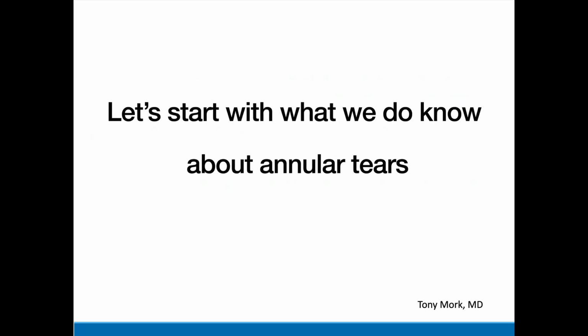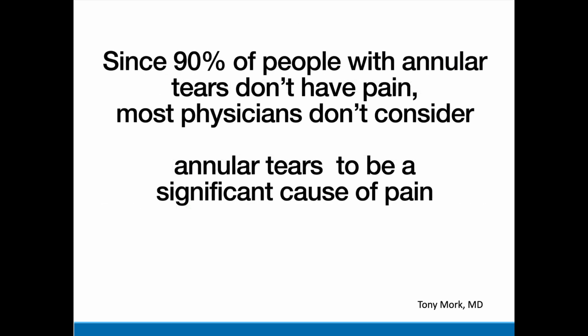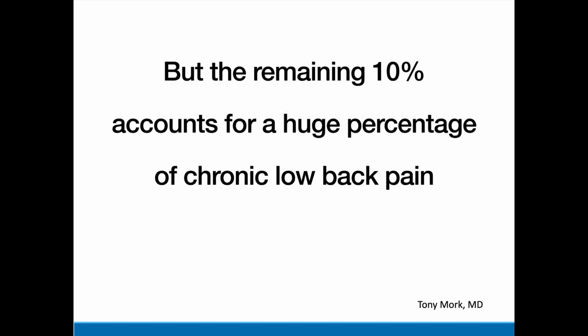Let's start with what we do know about annular tears. Since 90% of annular tears don't hurt, there must be two types of annular tears. The asymptomatic annular tears, that's the majority, and then painful toxic annular tears, which may represent 10% of them. Since 90% of people with annular tears don't have pain, most physicians don't consider annular tears to be a significant cause of the back pain. But the remaining 10% accounts for a huge percentage of chronic low back pain.